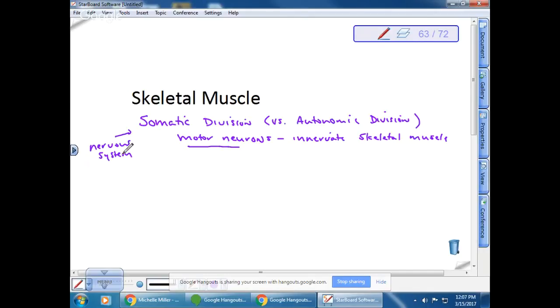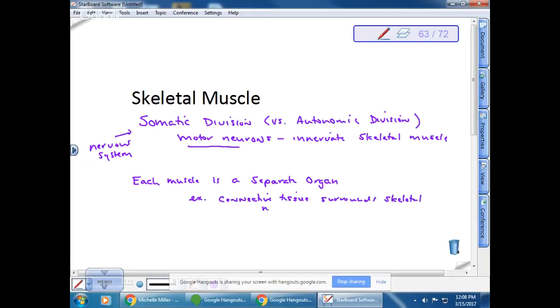Okay. When we look at skeletal muscle, the muscles are not just composed of muscle tissue. So each muscle is a separate organ. So remember, in our biological hierarchy, we go from cells to tissues to organs. And what this means is that each muscle contains not only skeletal muscle tissue, but other types of tissues as well, including connective tissue. So for an example, connective tissue surrounds the skeletal muscle. And sometimes this is called the fascia.